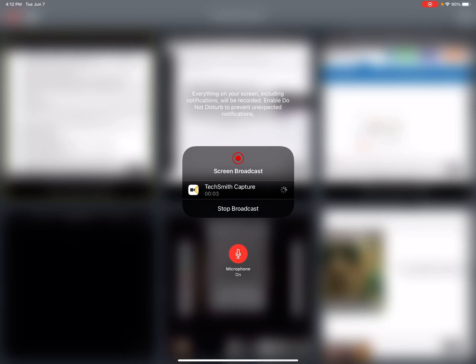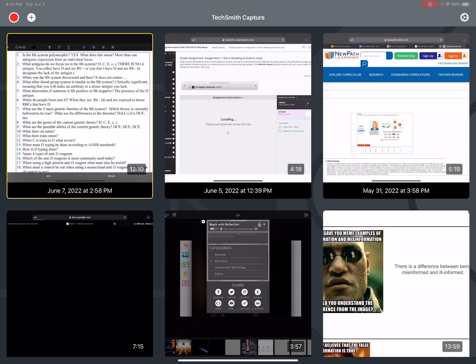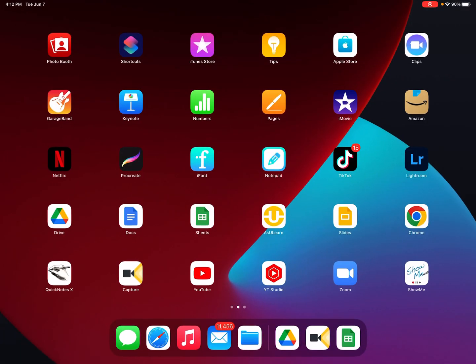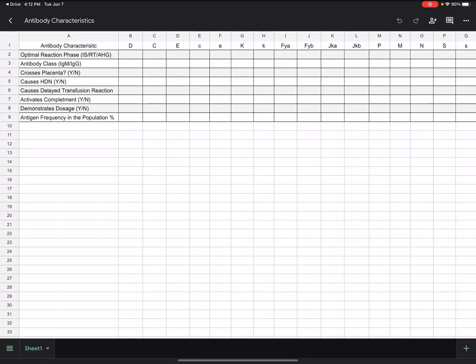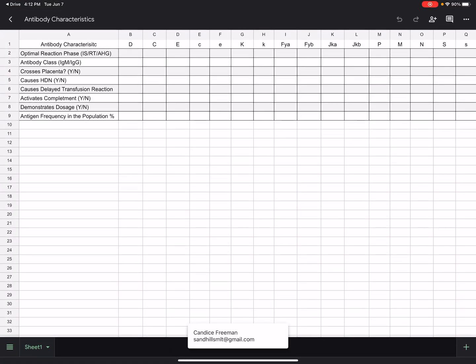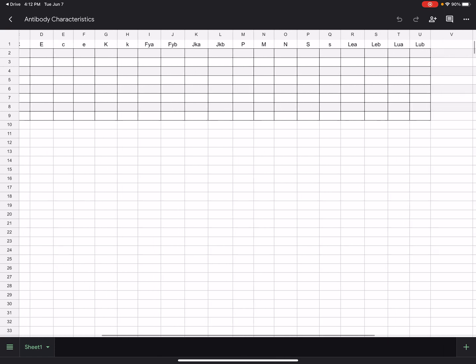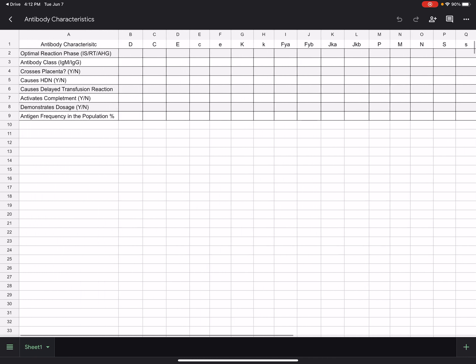Okay, let's look at one of our last things, which is antibody characteristics. So we're now starting to talk about different blood group systems. Now remember, you've got more than the ABO and the RH system, so it's really important to be aware of that. But this chart is essentially everything that you need for understanding the blood group systems.